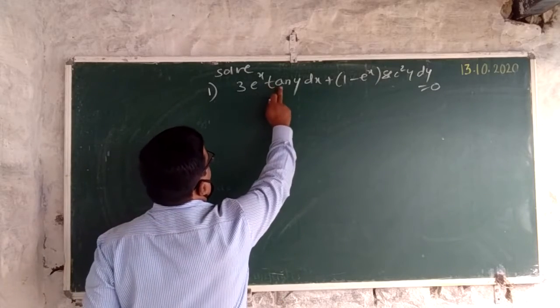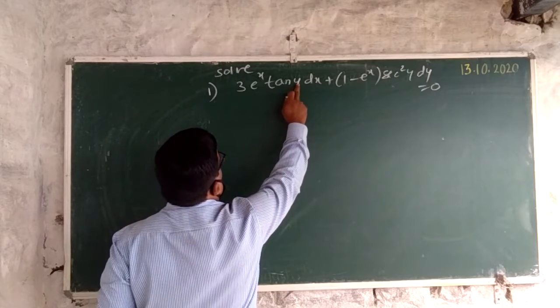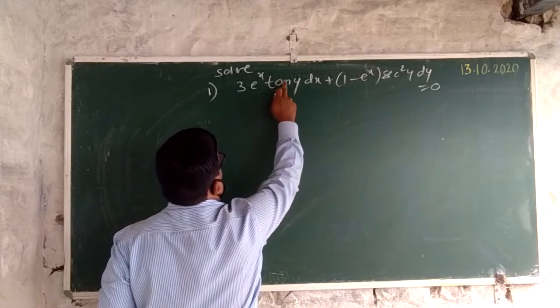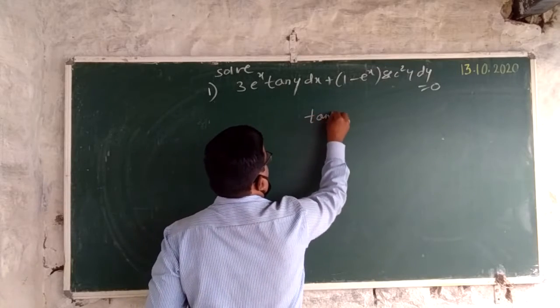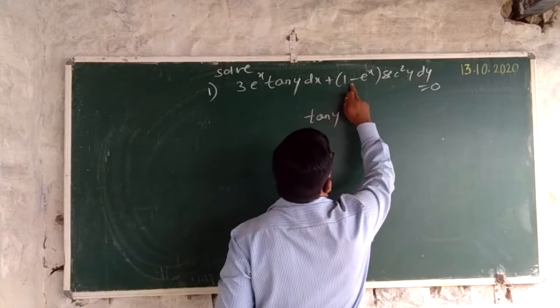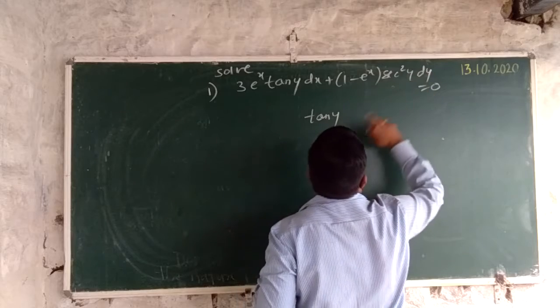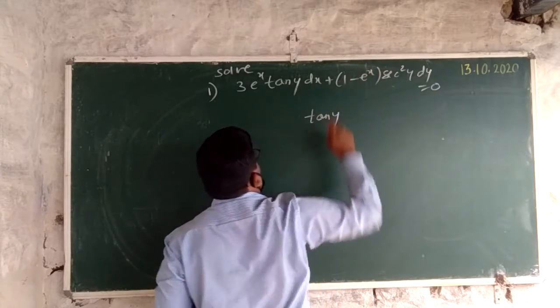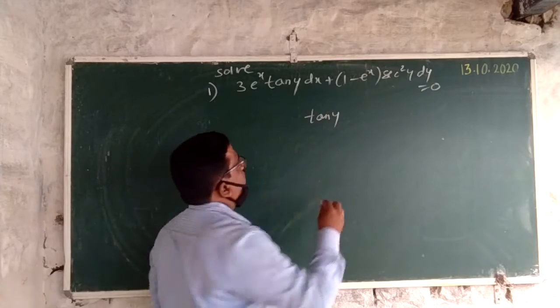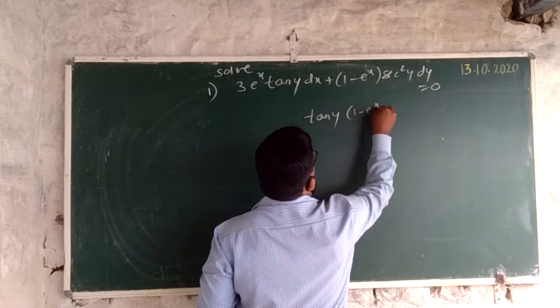So here y is there, x dx is there. We don't want tan y, okay? Next, here sec square y dy is there, but we don't want 1 minus e raised to x here, because these are the x terms. This is the x term. So 1 minus e raised to x.